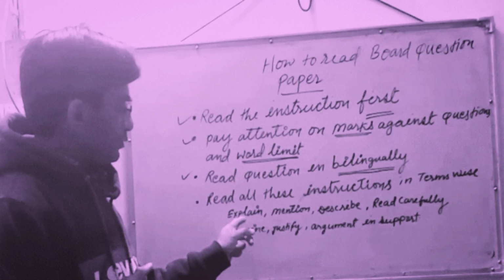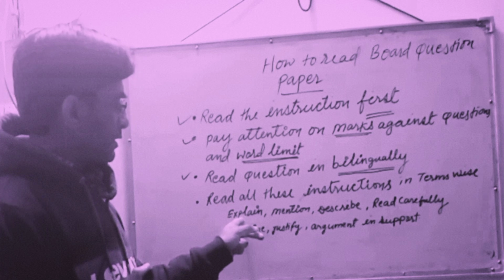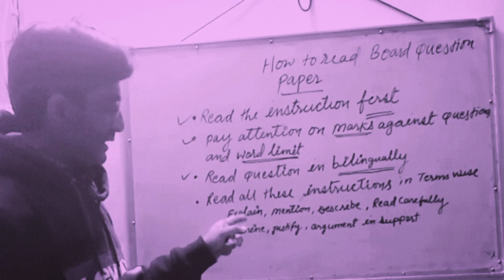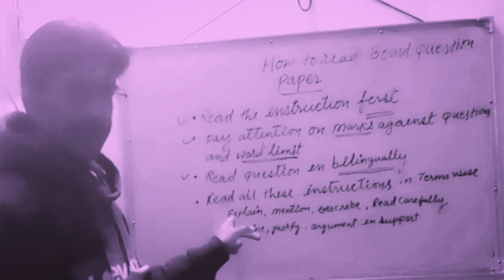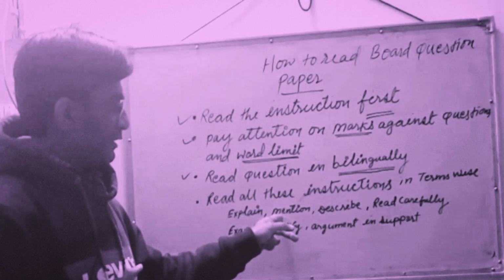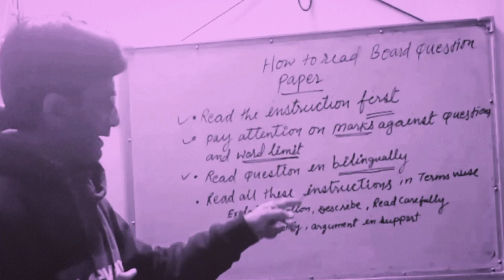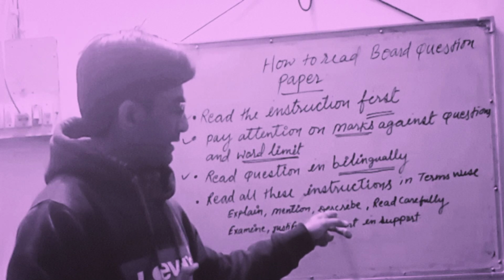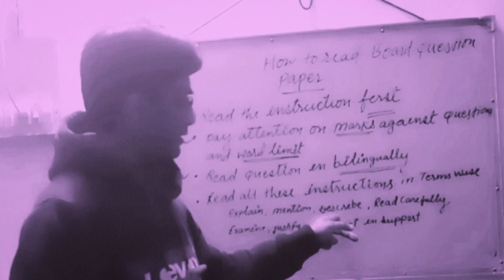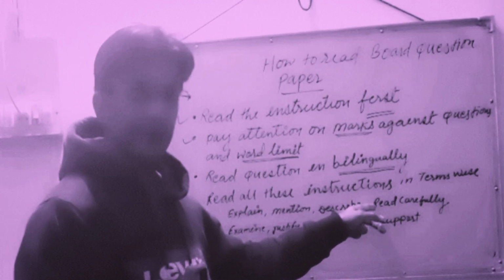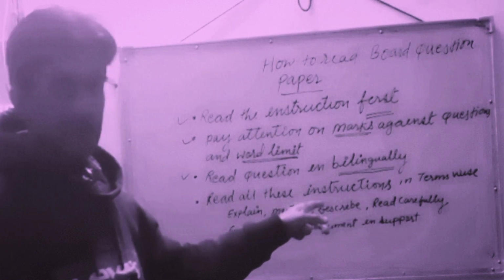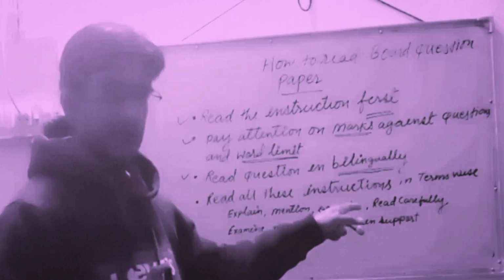When you do the question for this instruction, explain, where you have to give the detailed answer; mention, where you have to point out something; and describe, where you have to give a description-based answer. Read carefully means it is given for a case-based study question or source-based study question.